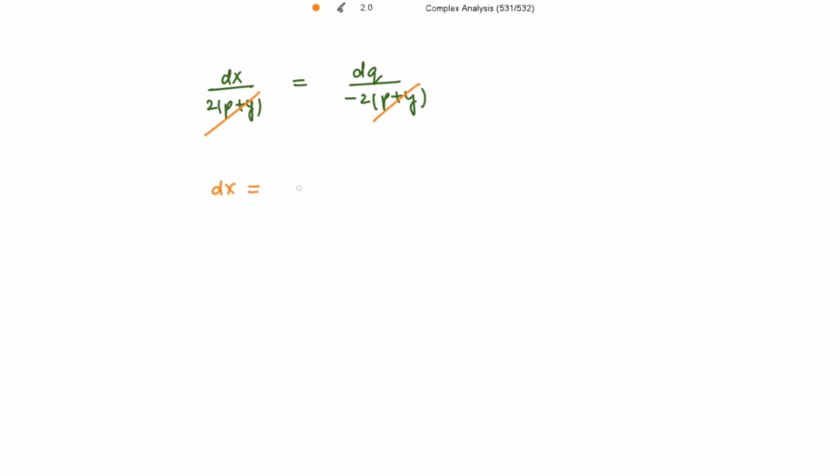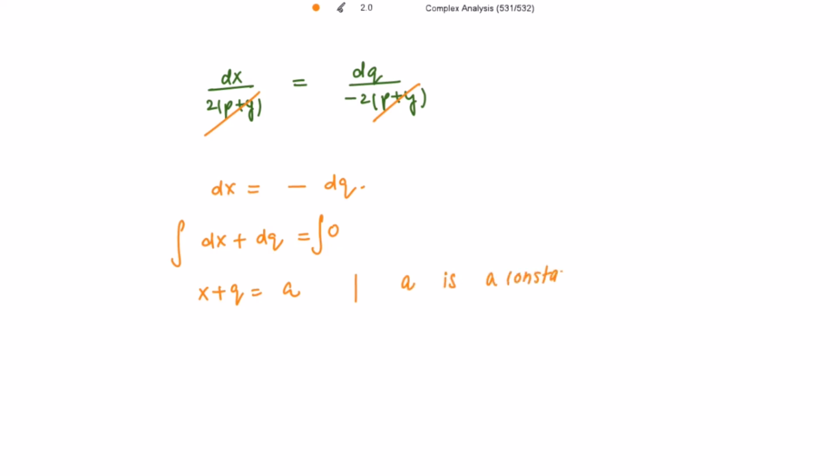dx is equal to minus dq, or dx plus dq is equal to 0. Integrating both the sides, we get x + q = a, where a is a constant.